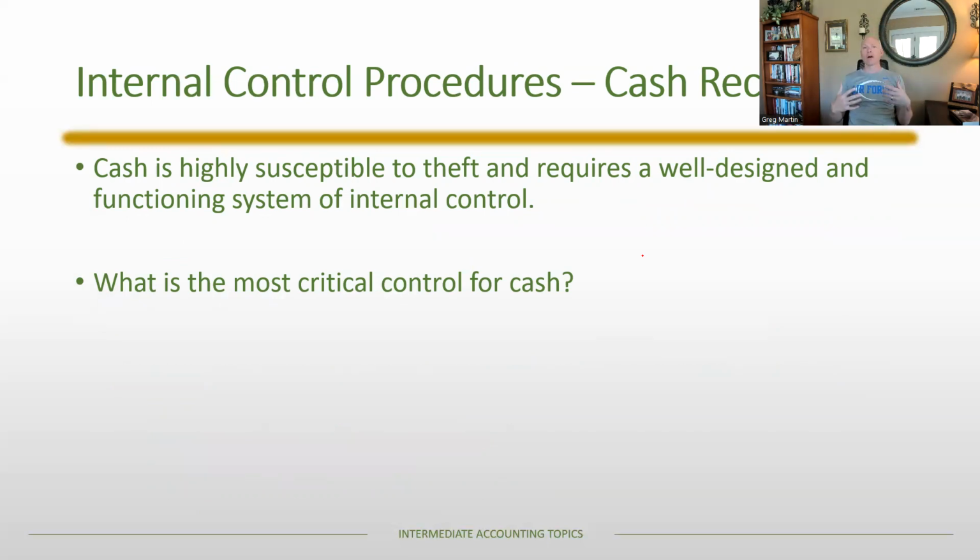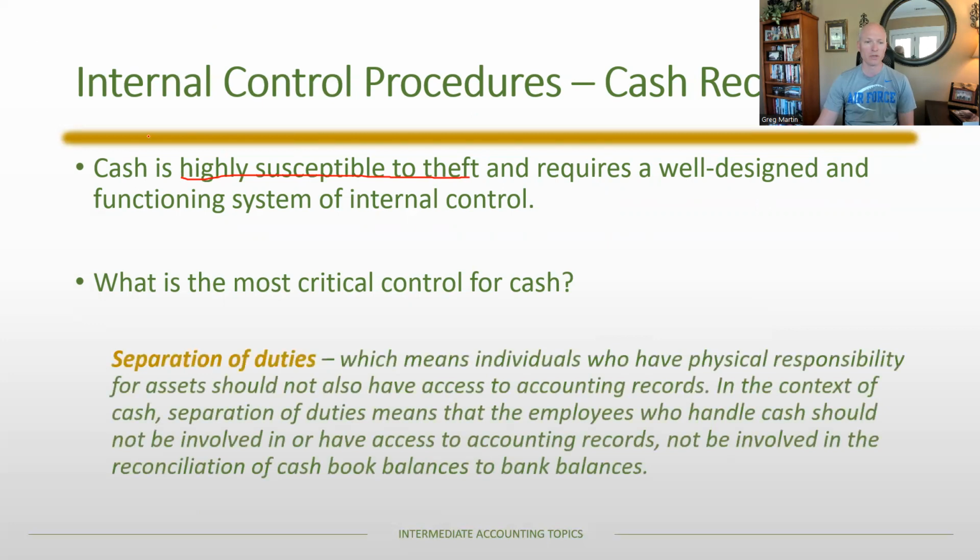So what are we worried about when we talk about internal controls when we're receiving cash? First of all, it is highly susceptible to theft, both physical cash or electronic cash like a checking account. And so you need to make sure that your internal control system is designed in such a way that that risk is minimized. And so when we talk about that, what's most critical, it's really about separation of duties.